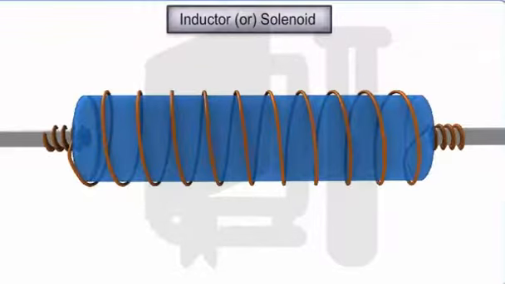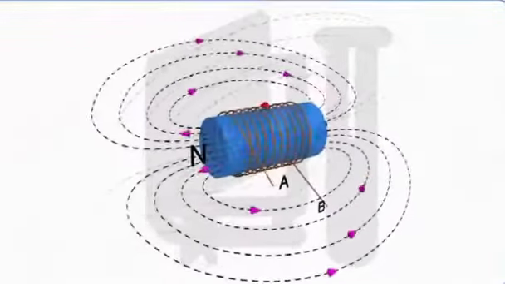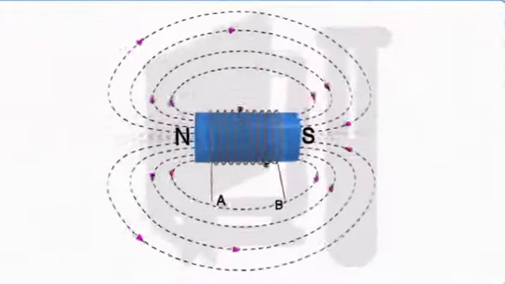An inductor, or a solenoid, is an electrical component that can store energy in the magnetic field created by a varying current flowing through it. It is typically a wire wound around a ferrite core. An inductor resists any change in the current flowing through it.